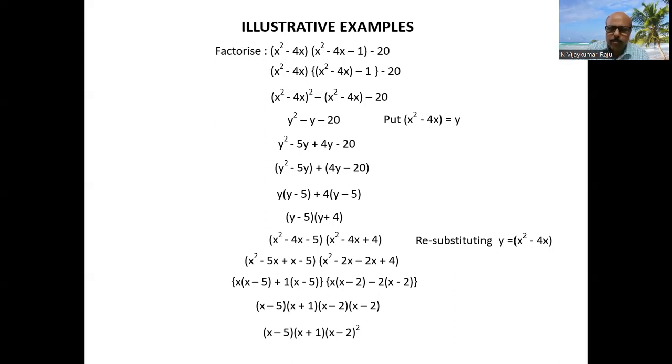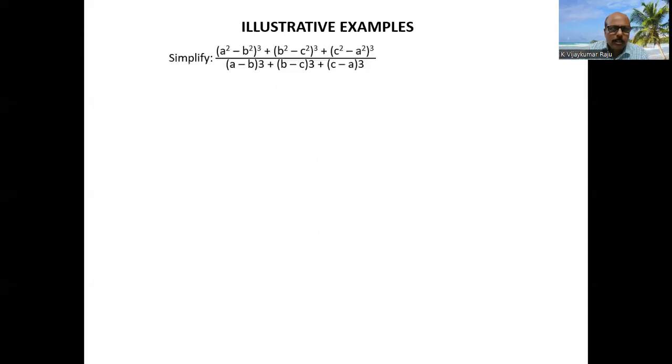Yeah. So if the sum is slightly different, see what can be done, how to substitute and convert it into a quadratic form. Once you get it into quadratic form, splitting the middle term works out very finely. I think we'll have one more example so that you get this. a square minus b square whole cube, b square minus c square whole cube, plus c square minus a square whole cube, upon a minus b whole cube, b minus c whole cube, and c minus a whole cube.